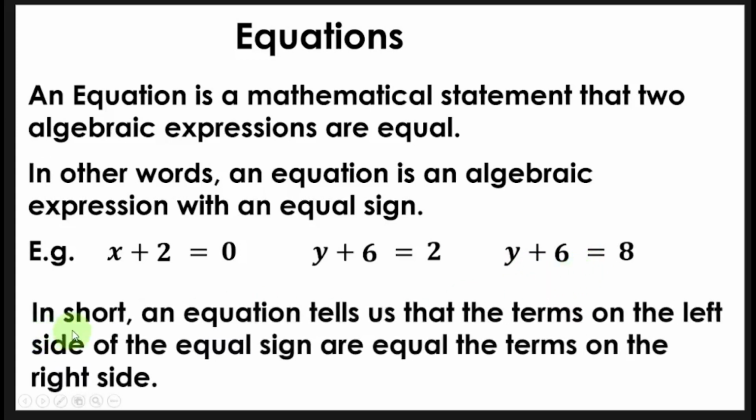So in short, an equation tells us that the terms on the left side of the equal sign are equal to the terms on the right side of the equal sign. So in this equation, as you can see, what is on the left side is equal to what is on the right side. That is what equations are all about.